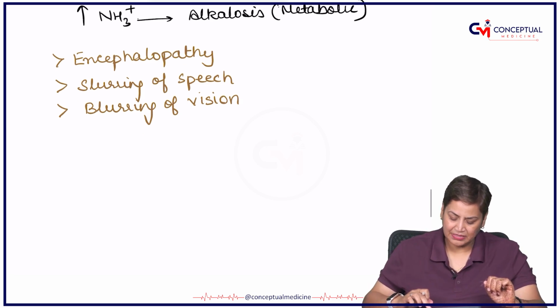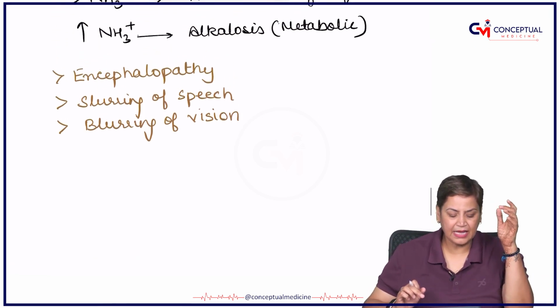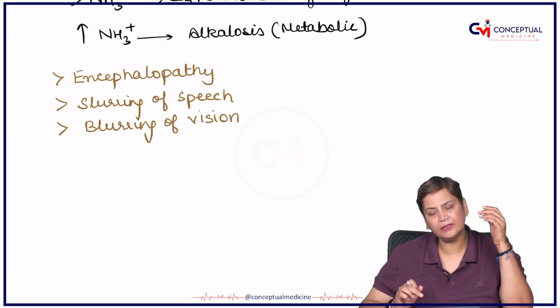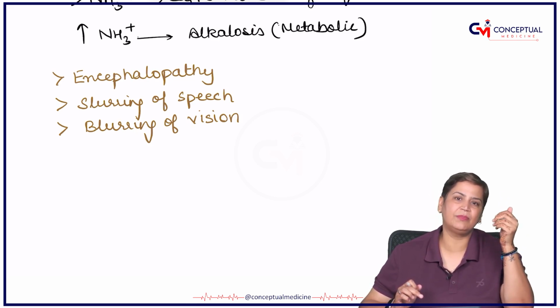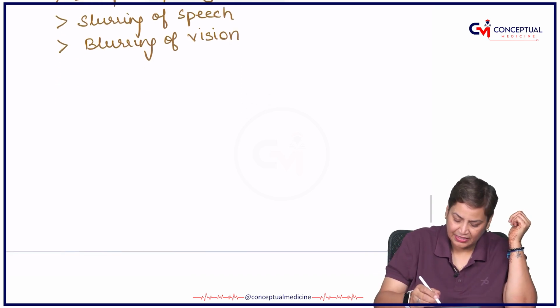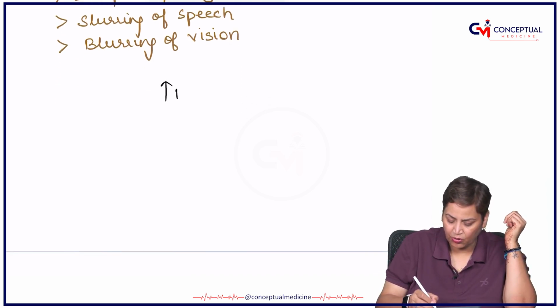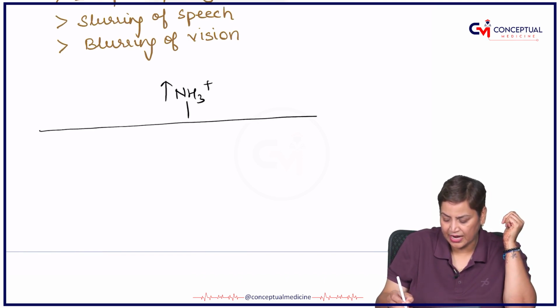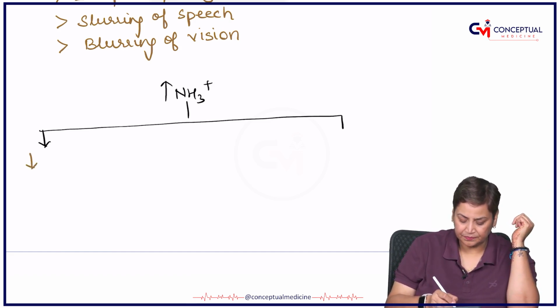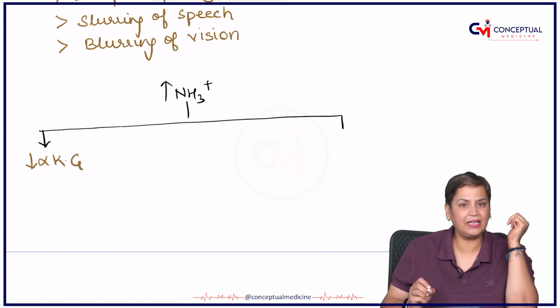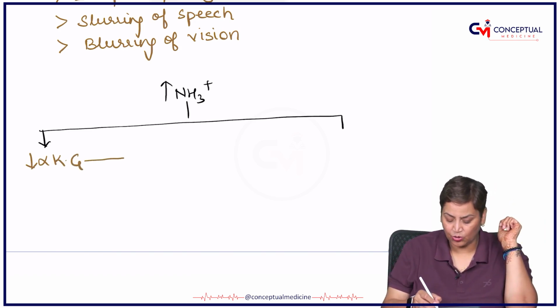So what happens here is that, see, deamination is the process of removal of the amino group. If the amino group is added, it will become amination. De means removal, addition means amination. So whenever there is increased concentration of this ammonia, there will be a series of reactions occurring in the body. First of all, the concentration of alpha-ketoglutarate will decrease. Why? Because alpha-ketoglutarate will be converted into glutamate.